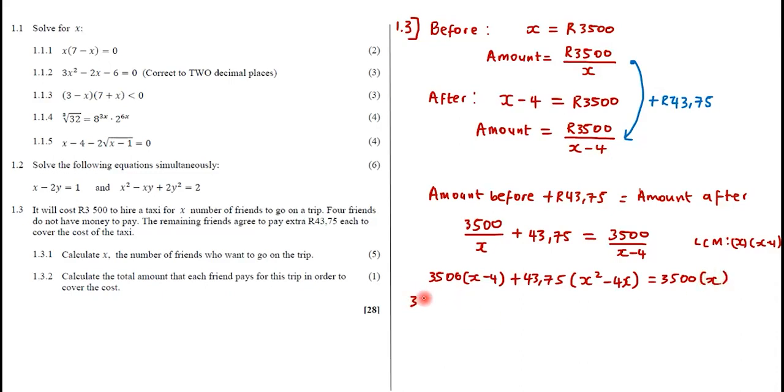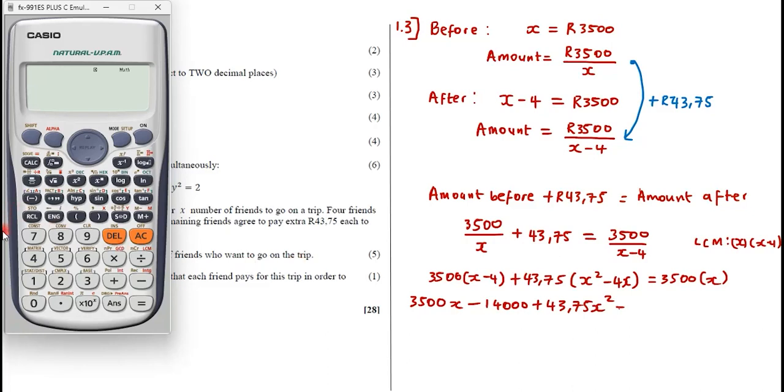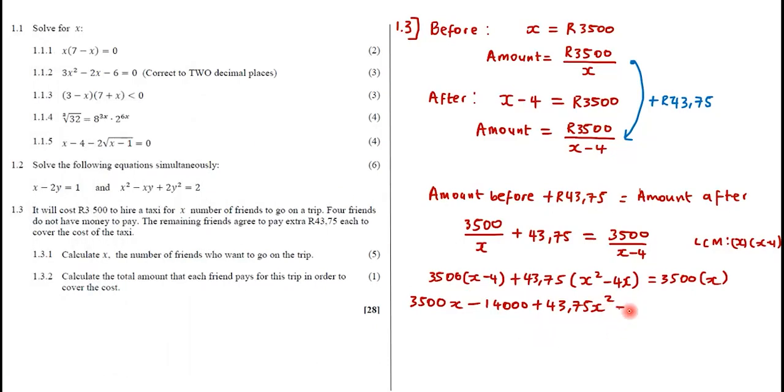So simplifying, this will give us 3,500x minus 3,500 times 4, which is basically 14,000. And then here we will have 43.75x squared minus 43.75 times 4. Let me check that in the calculator. 43.75 times 4 gives us 175. So this will be minus 175x equals 3,500x. And then of course we're going to make it standard form.